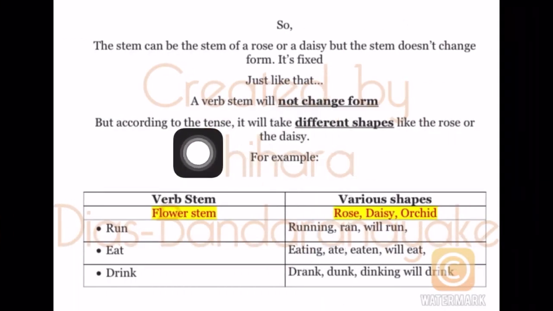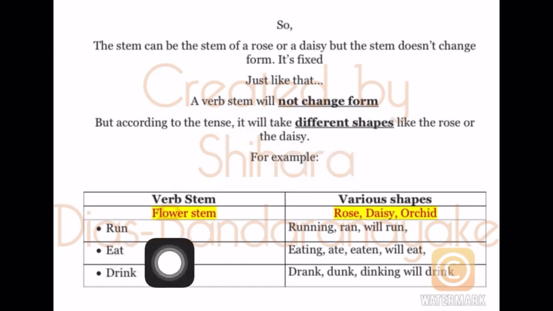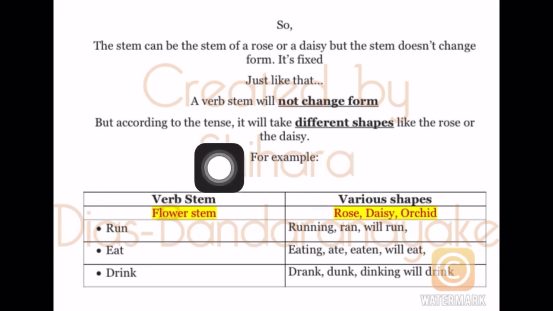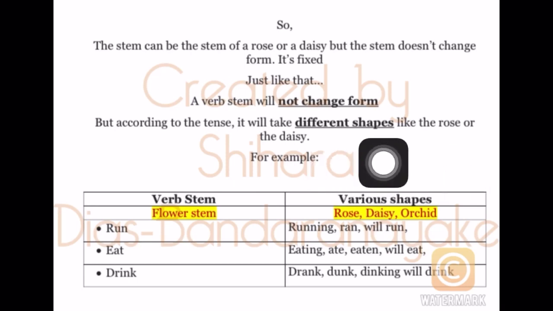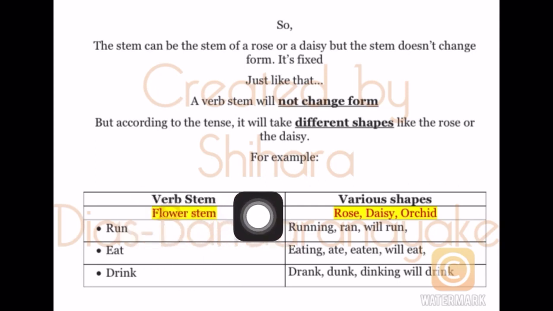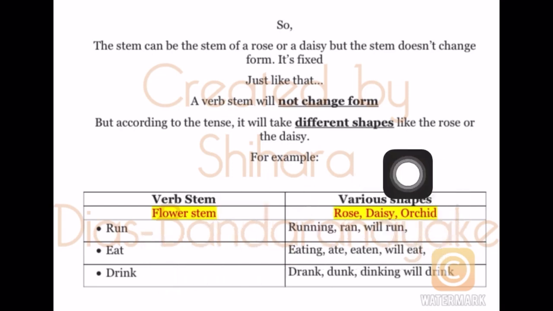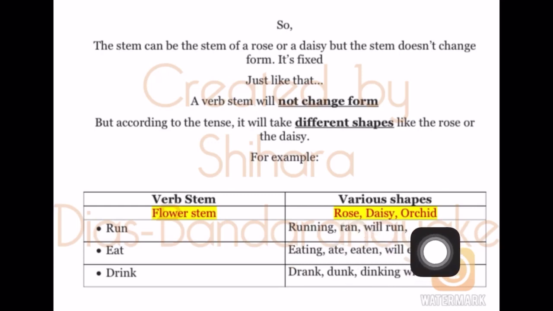So just like that, the verb stem will not change form. The verb stem will not change form. But according to the tense, it will take different shapes like the rose or the daisy. Now look at these examples. Now we'll just think, right? We'll take the flower example here. The verb stem can be the flower stem. The various shapes of the flower stem can be rose, daisy or orchid.